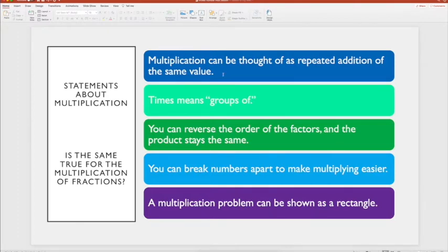Can we see it as repeated addition? Does times mean groups of? If we reverse the order of the factors, do we get the same product? Can we break them down to make it easier? And is multiplication of mixed numbers or fractions able to be shown in a rectangular area model? So let's take a look.